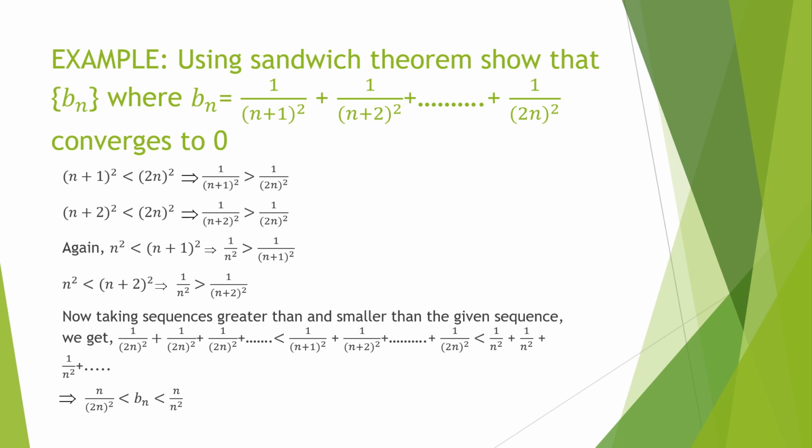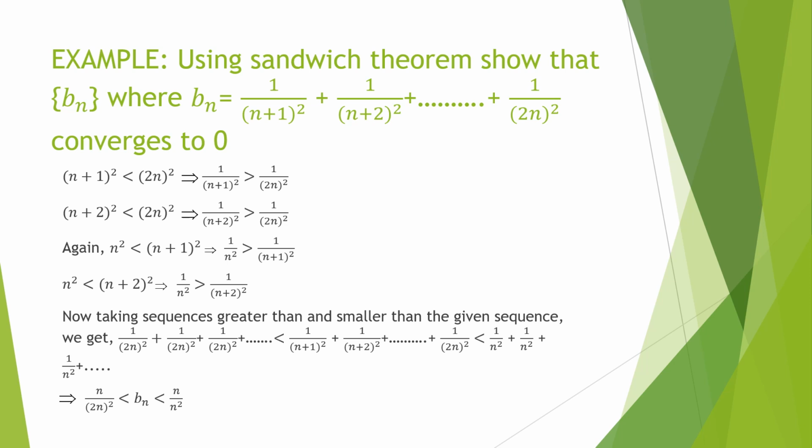Here 1/(n(n+1))² is the greatest term of the sequence and 1/(n(2n))² is the smallest term of the sequence. By taking the comparison between the terms of the sequence, we get (n(n+1))² is less than (n(2n))², which implies that 1/(n(n+1))² is greater than 1/(n(2n))², as we are taking a reciprocal here. Now (n(n+2))² is less than (n(2n))², which implies that 1/(n(n+2))² is greater than 1/(n(2n))².